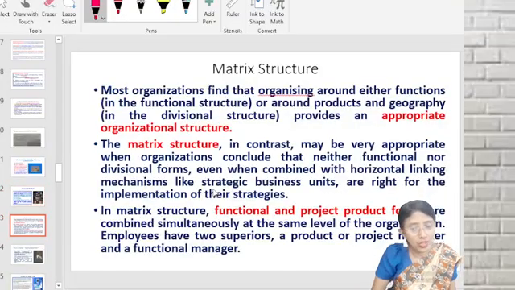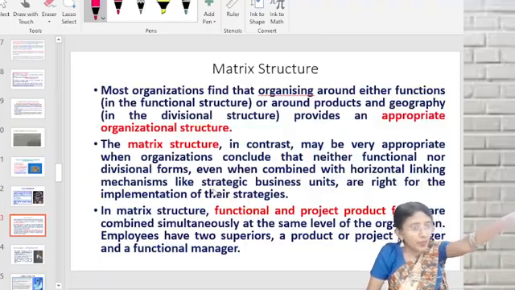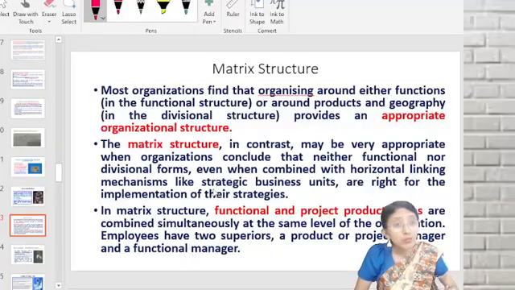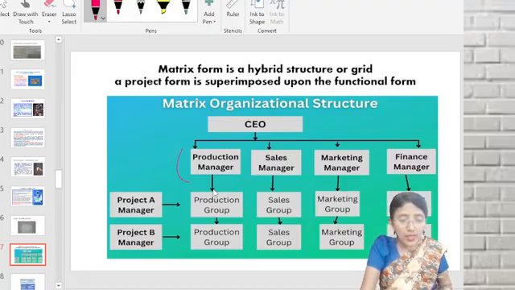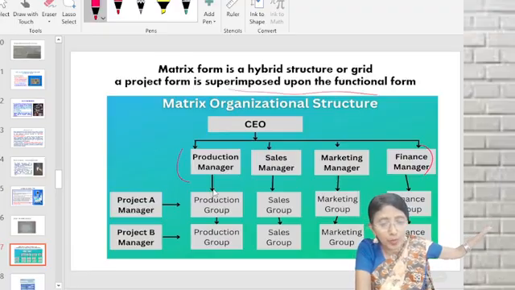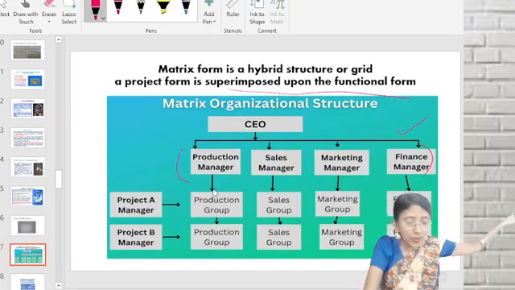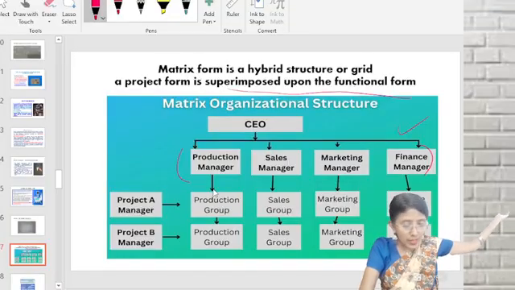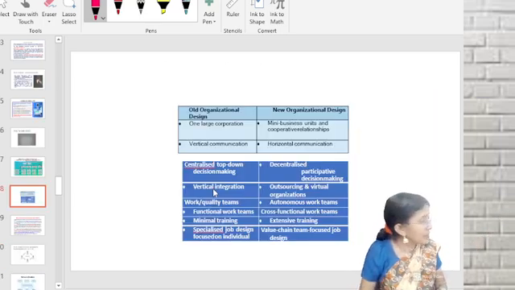You know what is a matrix structure? It is a hybrid grid structure. It is a combination of functional and project. That is matrix. It evolved after World War II. Functional members will be there. Apart from that, you will have the project team superimposed on that. I think I've given you this structure also. See, these are the hybrid structure. A project form is superimposed on the functional form. This is one of the best diagrams you can show for it. You have all the functional heads. You have project A, its project manager, project B, its manager, respective teams. That is matrix. Okay. And the difference between old and new.